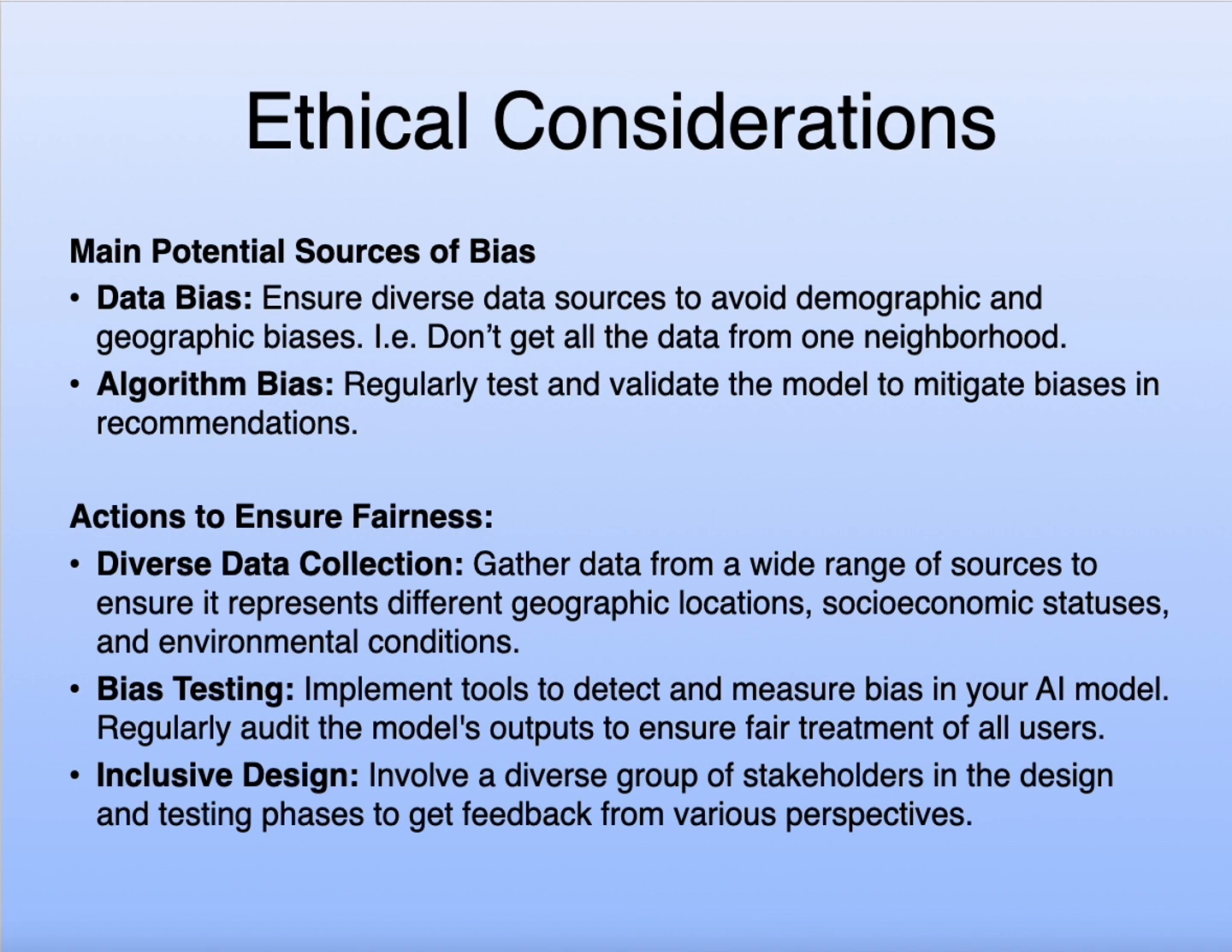So how do we do that? We use diverse data collection. We gather it from a wide range of sources to ensure it represents different geographic locations, socioeconomic statuses, and environmental conditions. It can't all be from the upper middle class neighborhood. It can't all be from the neighborhood right next to the stream. It can't all be from the neighborhood right next to the road. We have to mix these around to make sure our model is representing a broad swath of area.